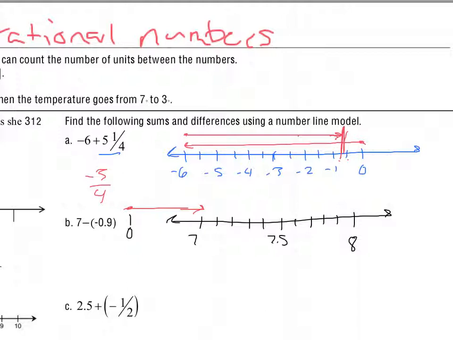And then looking at this, I need to change this to add the opposite. So add the opposite, which is positive 0.9. And I'm counting 7.1, 0.2, 0.3, 0.4, 0.5, 0.6, 0.7, 0.8, 0.9. Takes me to 7.9.